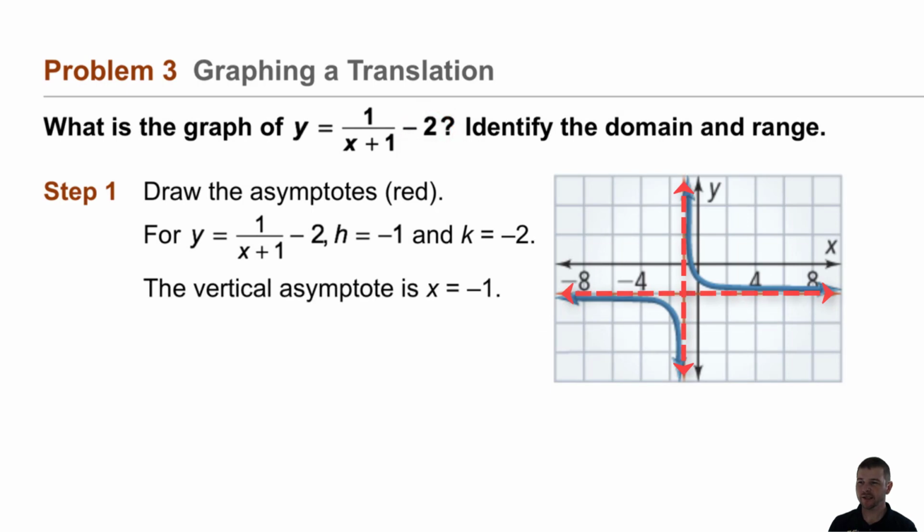In terms of equations, we can state the vertical asymptote is x equals -1, and the horizontal asymptote is y equals -2. These serve as guides when graphing the function.